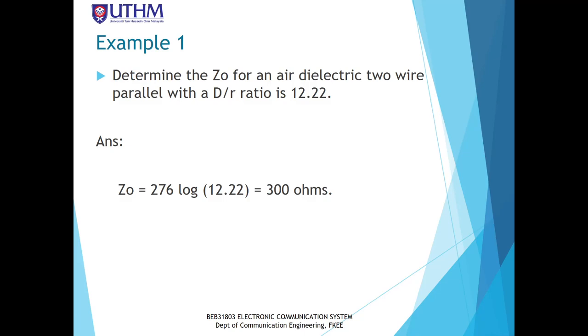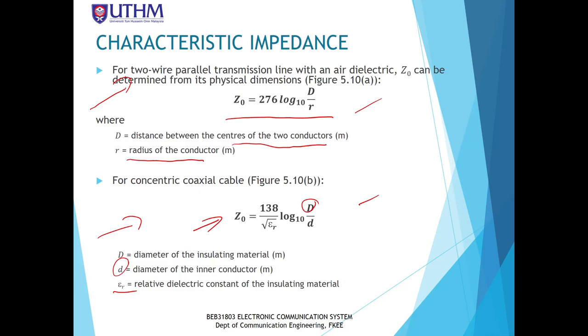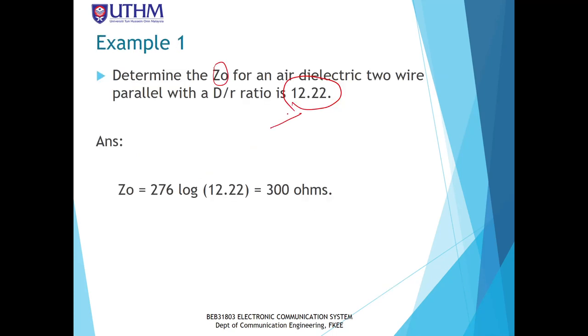Example 1. Determine the characteristic impedance for an air dielectric two-wire parallel line. The D over R ratio is 12.22. So calculate Z naught, or characteristic impedance, which is equal to 276 log D over R. So this is for two-wire. Okay, as in the previous example, 276 log D over R. So you are given D over R. Therefore, you can calculate inside the equation 276 log 12.22. So you get 300 ohms. Okay, if you want to replace ohms with this symbol, it is also okay. No problem.